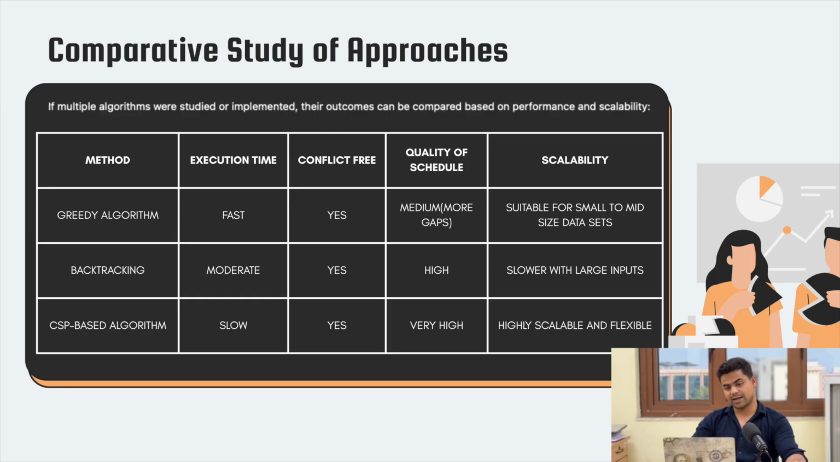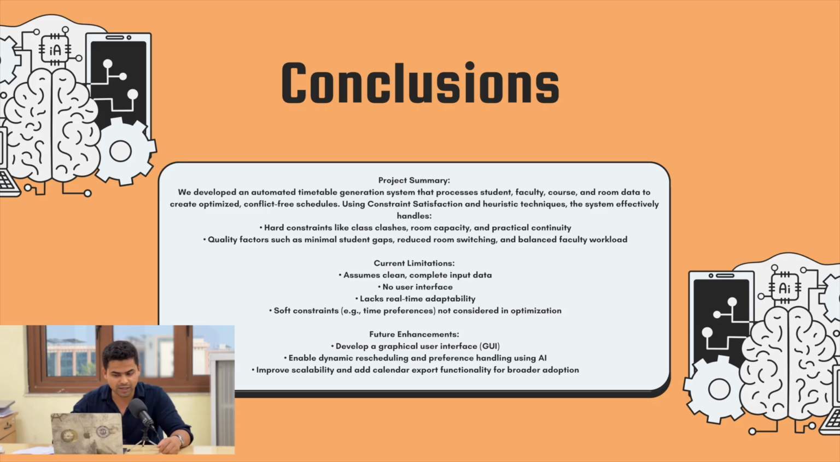The second slide is the conclusion. So we are at the end of the slides. The conclusion part, project summary. What we have done over here: we have developed an automated timetable generation system that processes student, faculty, course and room data to create an optimized and conflict-free schedule. There should be no conflict between the classes or between the professors. So we are creating this using constraint satisfaction and heuristic techniques.